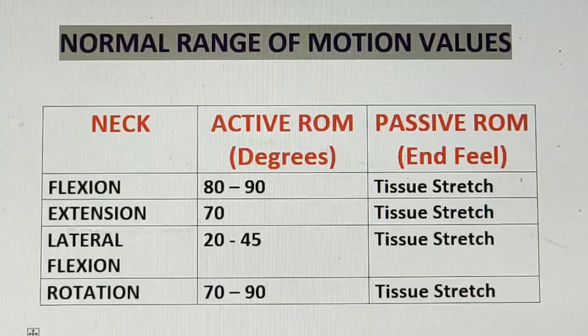The last movement of the neck is rotation. For the rotation of the neck, the value of the active range of motion should be from 70 degrees to 90 degrees, and the passive range of motion end feel should be tissue stretch. So, guys, these are the normative or normal range of motion values of the neck joint in relation to the various movements as we have discussed. So, moving on.